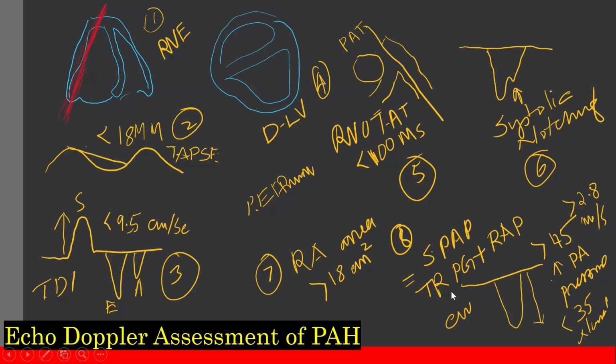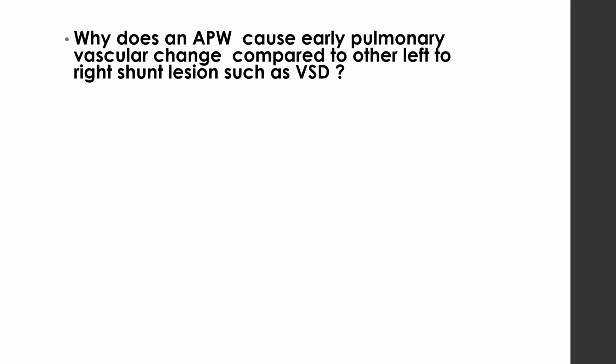Systolic PAP is similar, just like the calculation of the RVSP: tricuspid valve pressure gradient plus right atrial pressure. If it is more than 45, it means increased PA pressure. Less than 35 is normal. So this is a simplified cartoon diagram. I mentioned that early PH should be assessed.